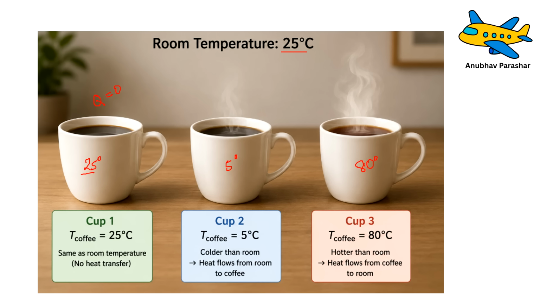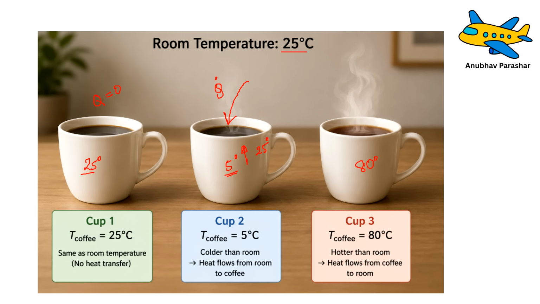Heat transfer we represent as Q. Total heat transfer is equal to zero. Neither from the coffee will any heat go to the room, nor from the room will heat come to the coffee. Let us take the second case, where the temperature is 5 degrees centigrade. The temperature is less than that of the room. So heat will flow from the room into the coffee, and slowly the temperature will rise from 5 degrees and reach 25 degrees centigrade. It will take some time, but eventually it will reach room temperature.